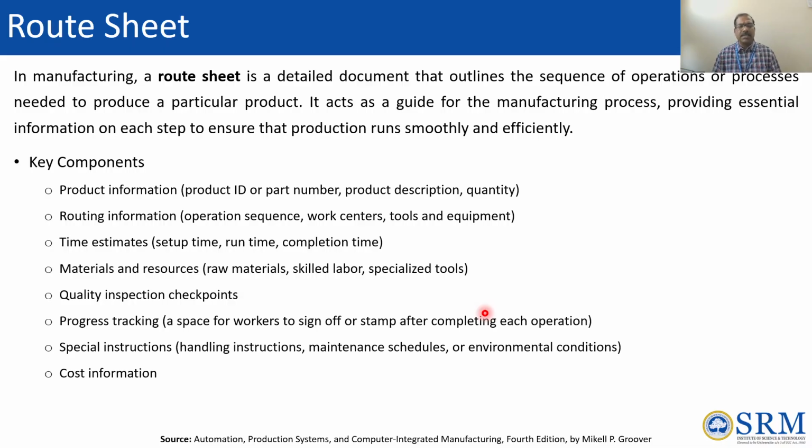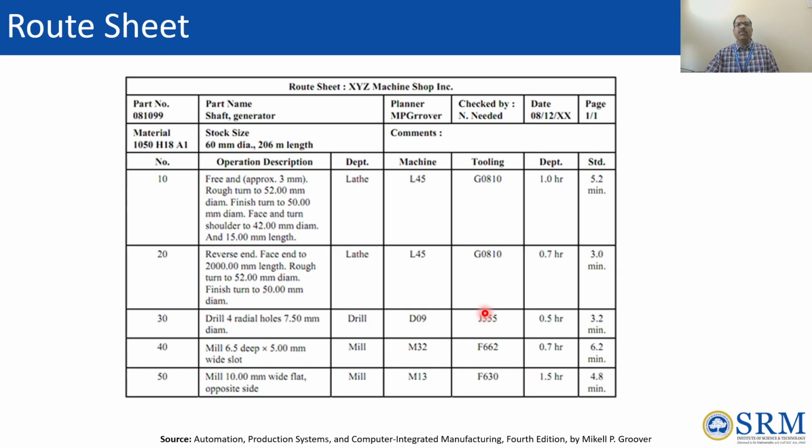Or some other special instruction needed, like handling instructions or a maintenance schedule. The maintenance schedule, as I said, is the overall plant maintenance schedule. Or environmental conditions: how we are going to maintain them, what temperature and humidity need to be maintained, ventilation, or cost information. Every piece of information will be there in the route sheet. Compared with the route card, the route sheet is the broader one. It has all the information related to the particular product, including all the sequence of operations and processes involved.